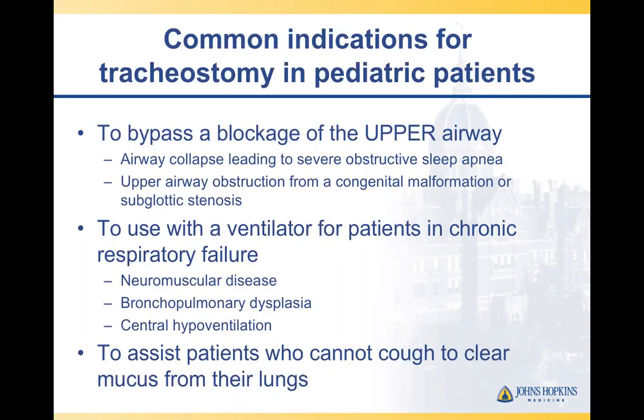The second common indication for tracheostomy is so that the tracheostomy can be used with a ventilator for patients with chronic respiratory failure. These include patients with neuromuscular disease, with chronic lung diseases like bronchopulmonary dysplasia, or with central hypoventilation. Lastly, sometimes tracheostomies are placed to assist patients who cannot cough and clear mucus from their lungs appropriately. In this case, the tracheostomy tube provides a port for suctioning.